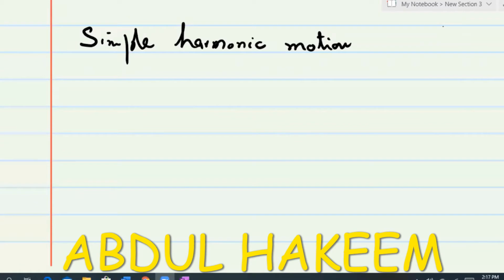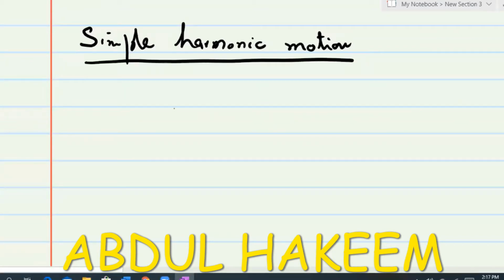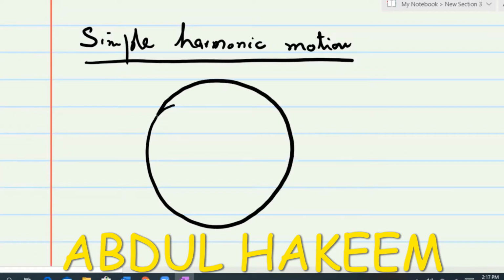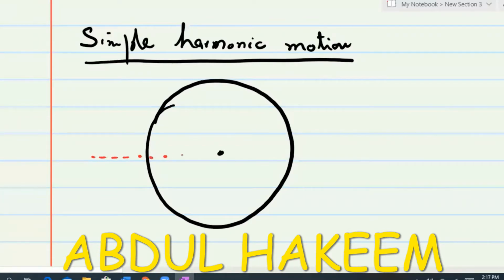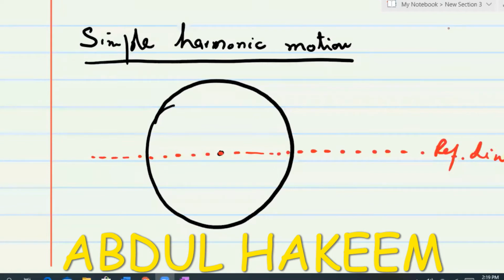Okay, so this chapter is simple harmonic motion, which is also called oscillation. Suppose we have this circle. This is the center of the circle, and the horizontal line passing through the center of the circle is considered a reference line. Okay, so this horizontal line is called the reference line, and all displacements are measured from this line.